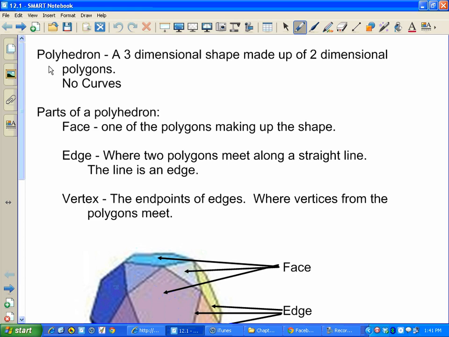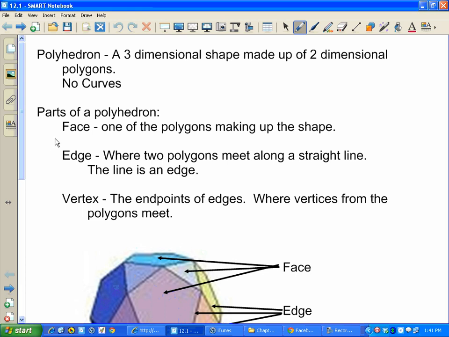A polyhedron is a special type of three-dimensional shape. It's made of two-dimensional shapes, polygons, and it doesn't have any curves. So, like, a soda can would not be a polyhedron because it's got a curved edge. Okay, so these are strictly all flat sides of different shapes.